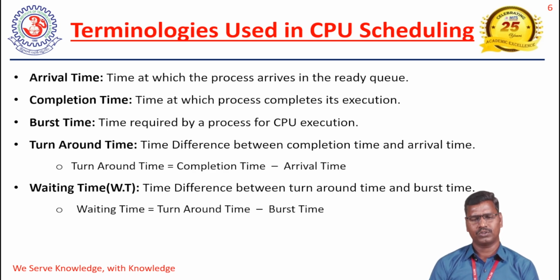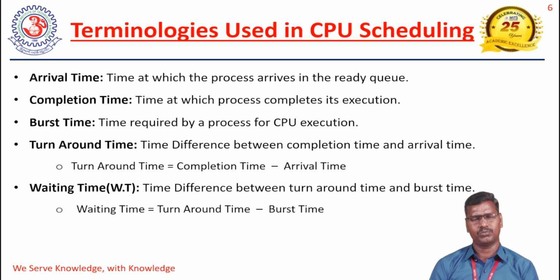These are the terminologies used in CPU scheduling. First, arrival time: the time at which the process arrives in the ready queue. Based on the ready queue, the process enters the CPU. Next, completion time: the time at which the process completes its execution. Then burst time: the time required by a process for CPU execution. Based on the burst time, the process is completed.